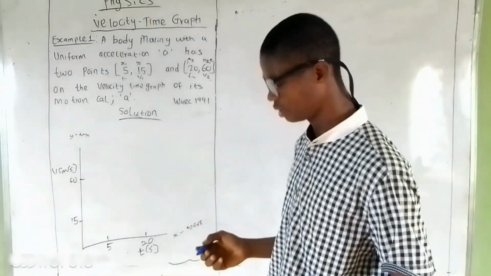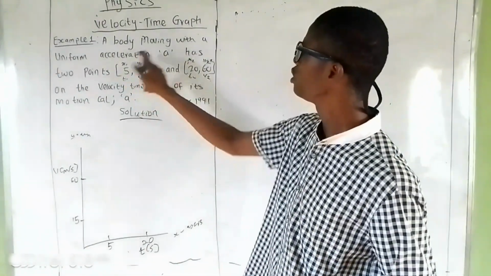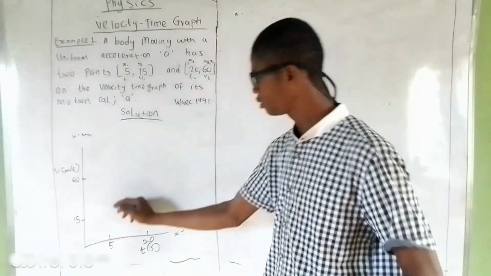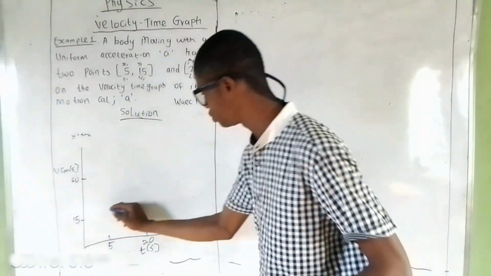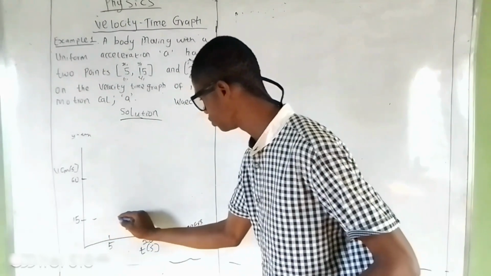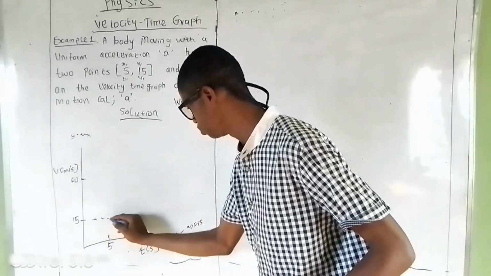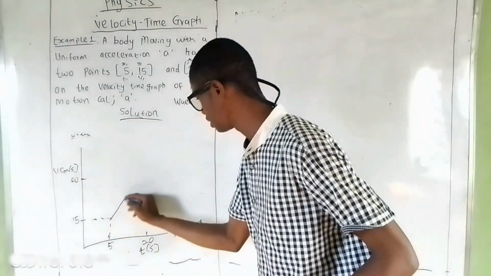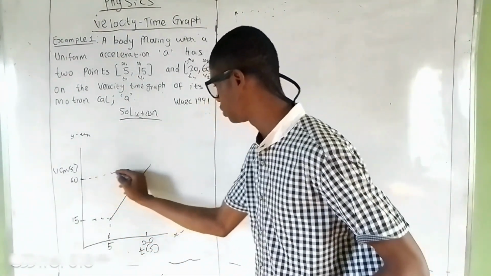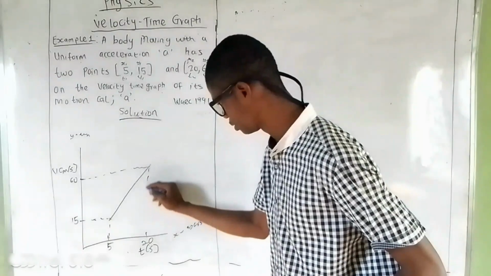Now how do we draw this? Since they said it was moving with uniform acceleration, and I told us that acceleration goes like this, we started somewhere here, where these two met, and it accelerated to where this one will meet this one.